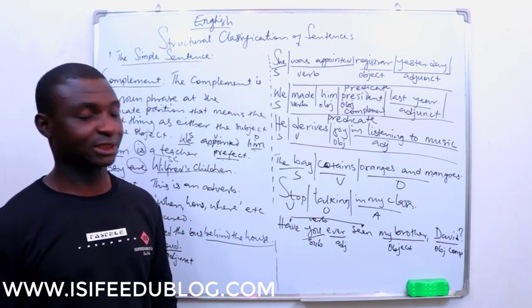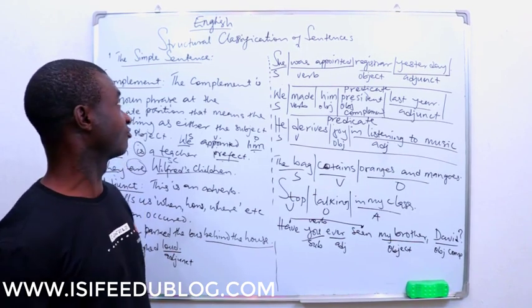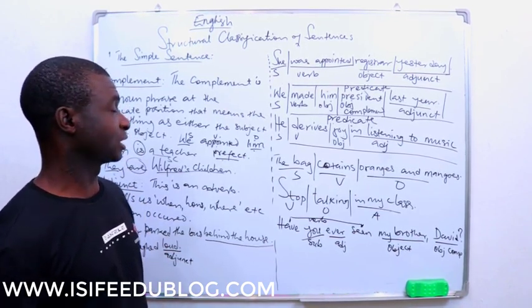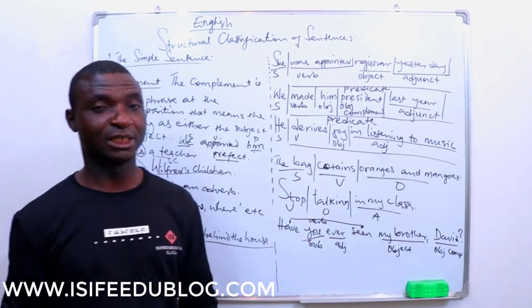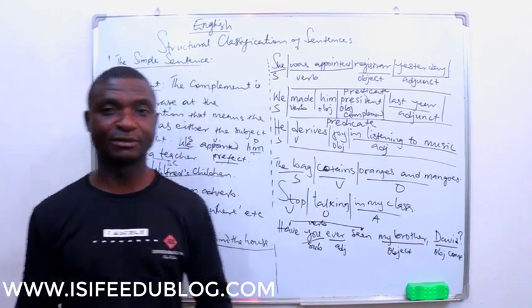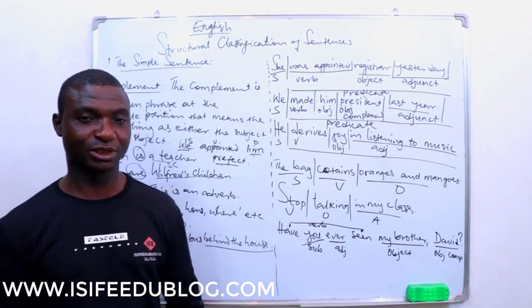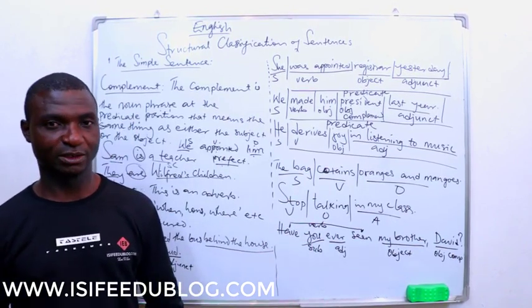Now, that's the much we can take from the simple sentence structure. We'll combine the compound and the complex sentence together.